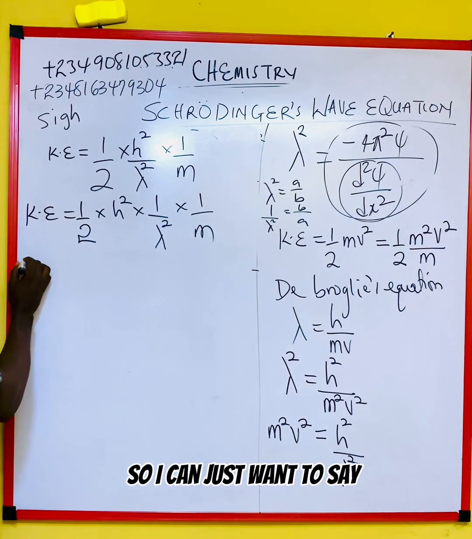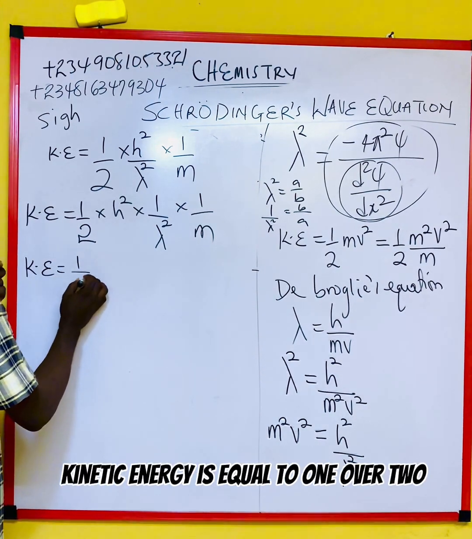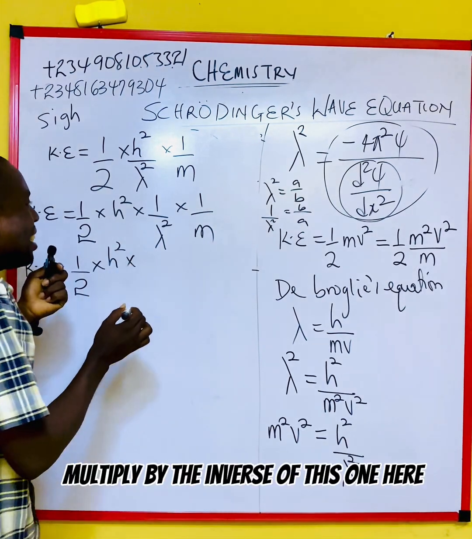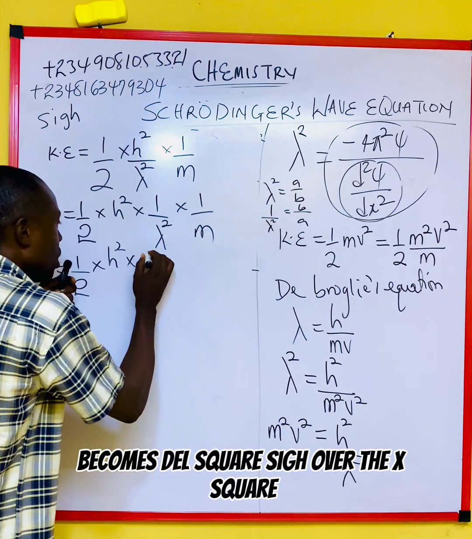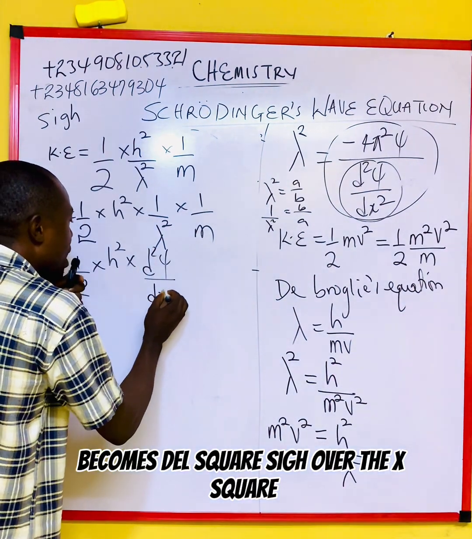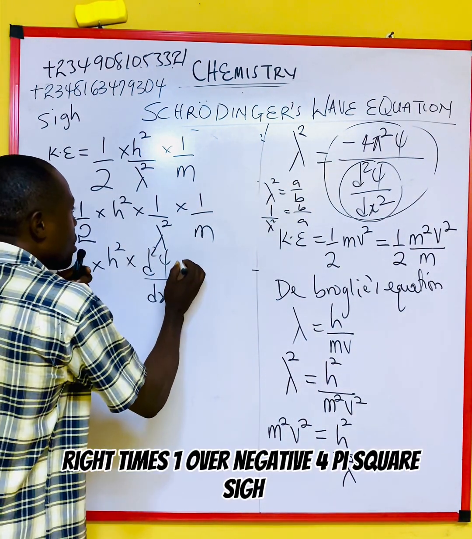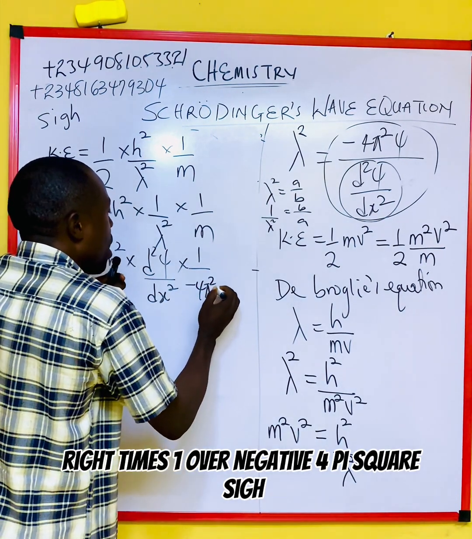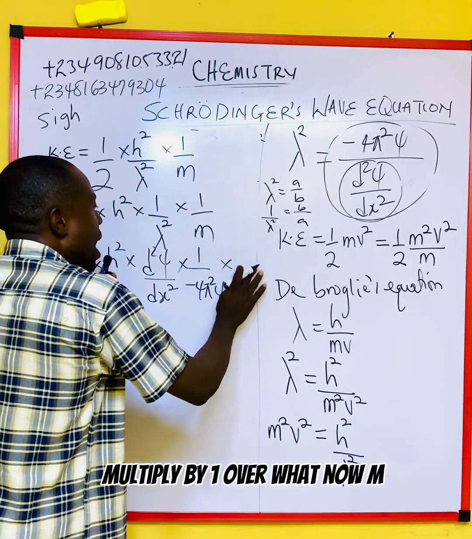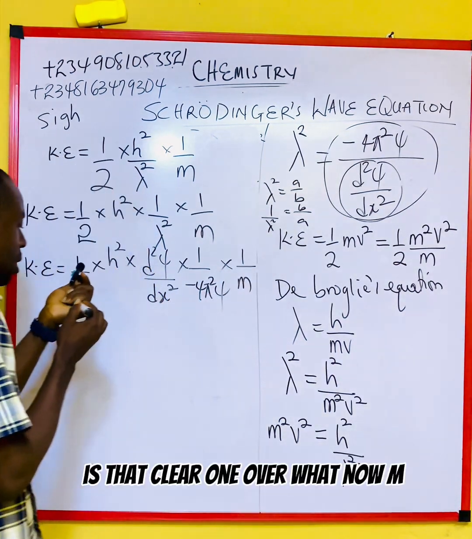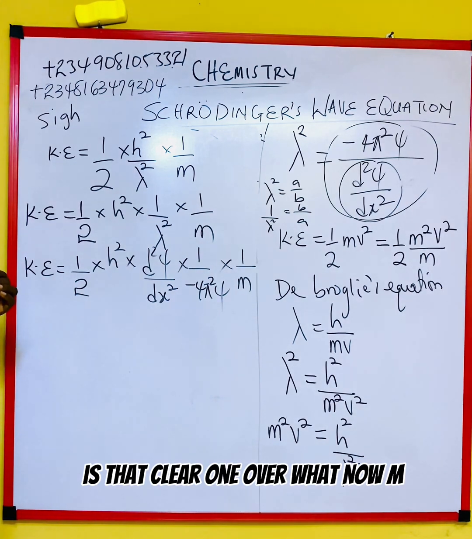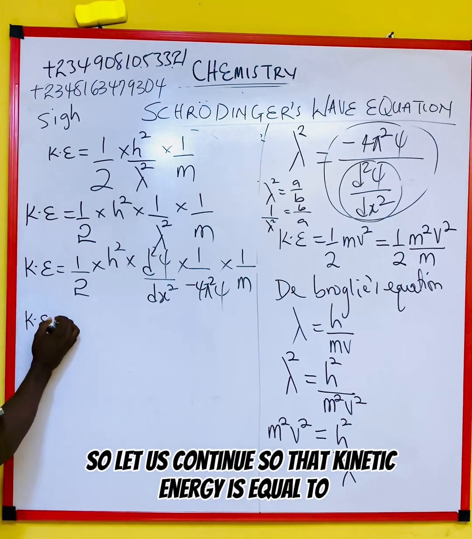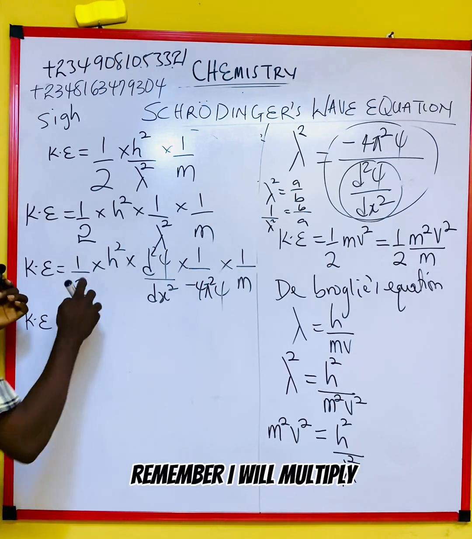So I can even say kinetic energy is equal to 1 over 2 multiplied by h square multiplied by the inverse of this one, which becomes the square sine over dx square, times 1 over negative 4 pi square sine, multiplied by 1 over m. Is that clear? 1 over m. So let us continue. So that kinetic energy is equal to, remember, I'll multiply.